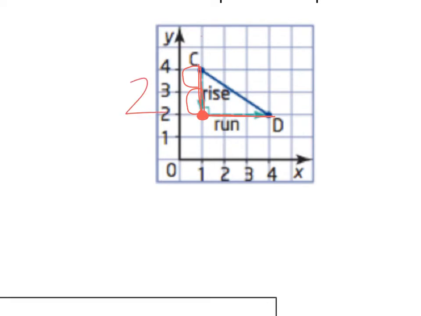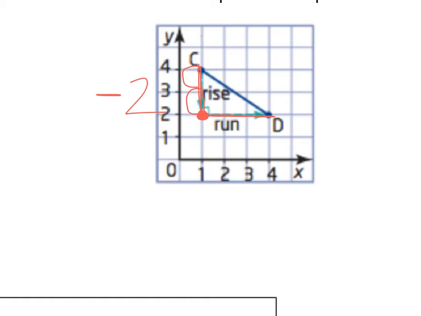Okay, but my line is moving or falling in a downwards direction. It is slanted in a downwards direction. So this is not just a rise of 2, it is actually a rise of -2. So we have to assign a negative value to our rise. We're going to do the same thing with the run.